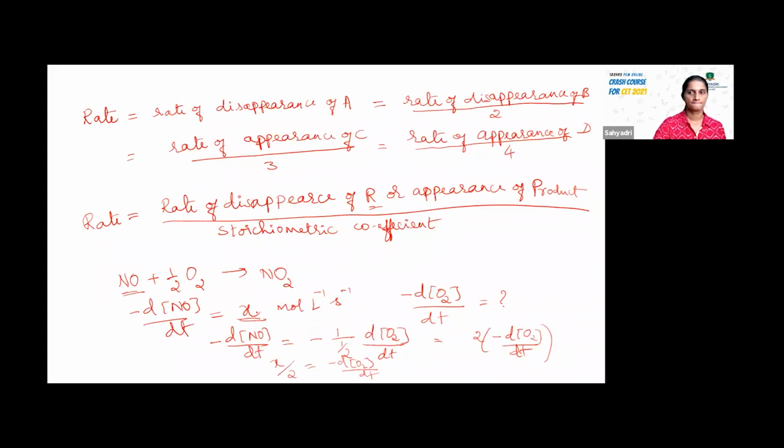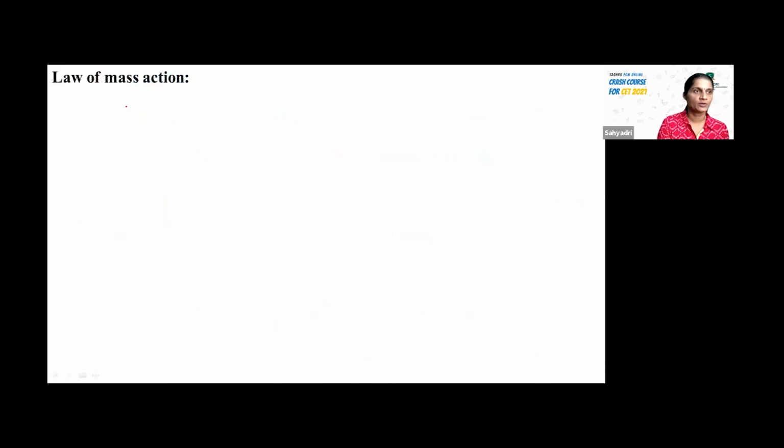Okay. So, law of mass action. What is law of mass action? It says, suppose you take a moles of A plus b moles of B giving c moles of C plus d moles of D. Now these are the reactants and C and D are the products. Law of mass action says that the rate of a chemical reaction at a constant temperature, because temperature will decide the rate, is directly proportional to the product of the active masses of the reactants.